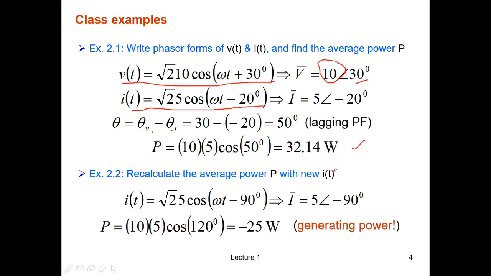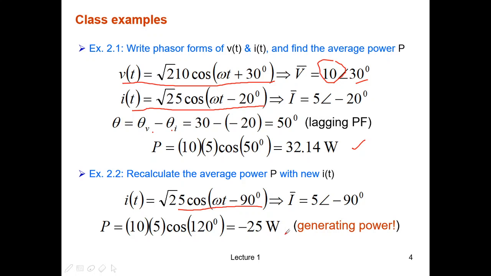In example 2, we will recalculate the power with the same voltage but a different current. Now your current will have minus 90 degrees initial phase angle. So same magnitude but different phase angle. Applying the same expression, we now find the average power will be minus 25 watts.